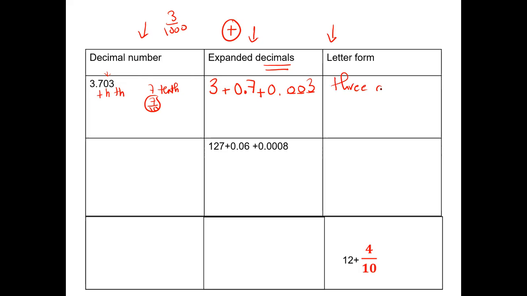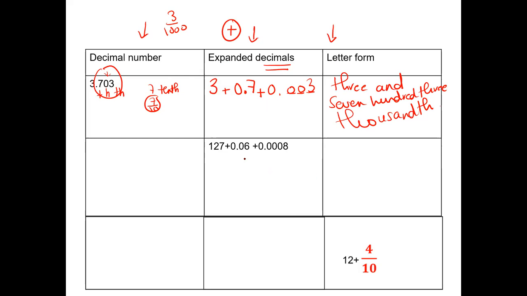First step, we copy the whole part, it's 3. The point is written as "and." Then we read the decimal part. How do we read 703? 703. Okay? How many digits do we have in the decimal part? 3 digits, so we have to say thousandth.